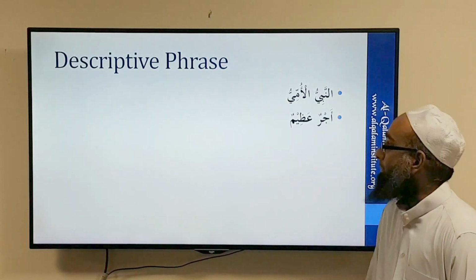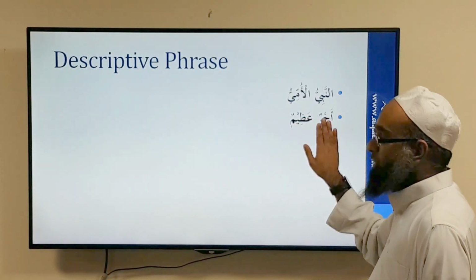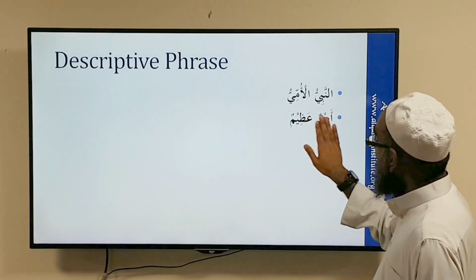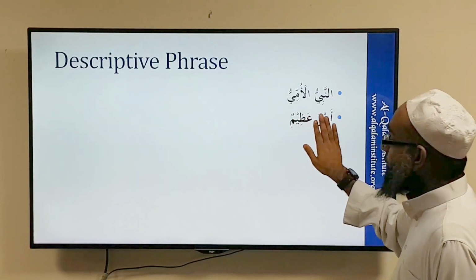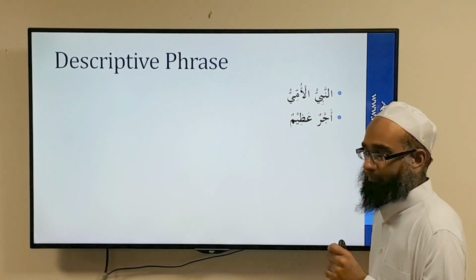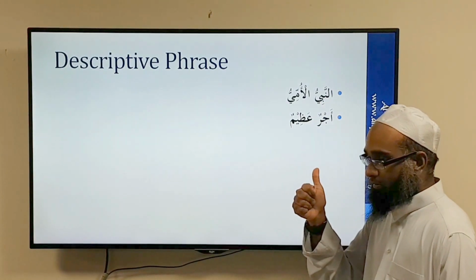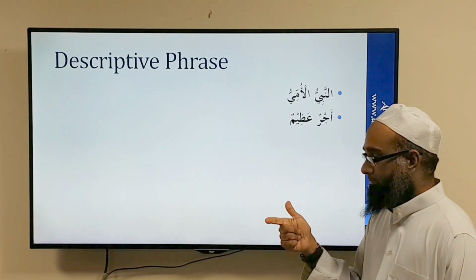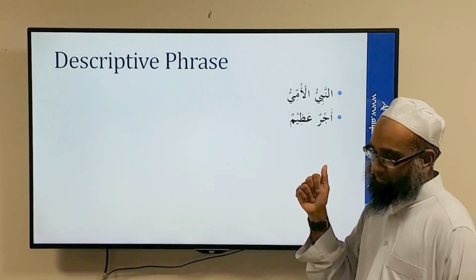Yeah. Another example. Let's go through this one. Your turn. So we have this here. Ajrun azimun. Ajrun means reward, and azimun means great. Okay. So now, what is this mawsuf? Is this a noun and adjective? Yes. How do you know? What's the main thing you have to look at? Does it match in ding? Definite, indefinite. Are they both indefinite? Yeah. Are they both the same i'rab? Yeah. Same number? Yeah. Same gender? Yeah. So how do you translate it?